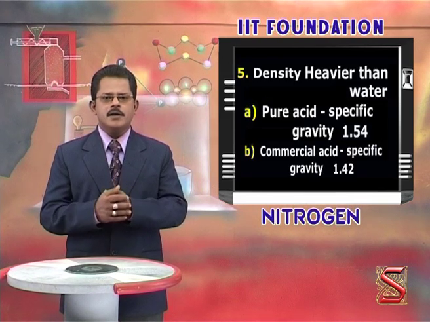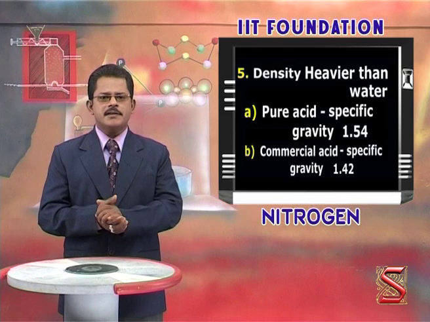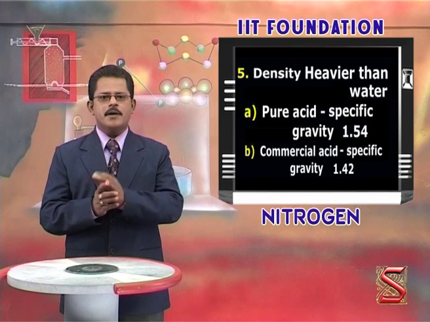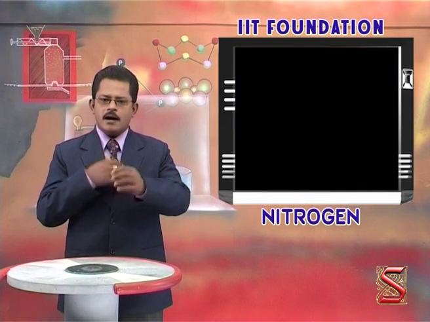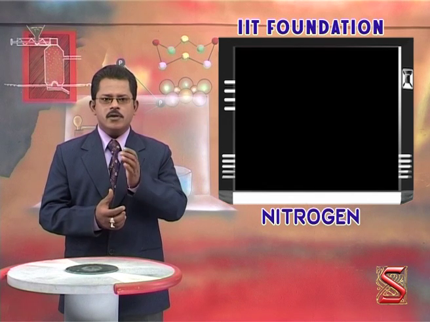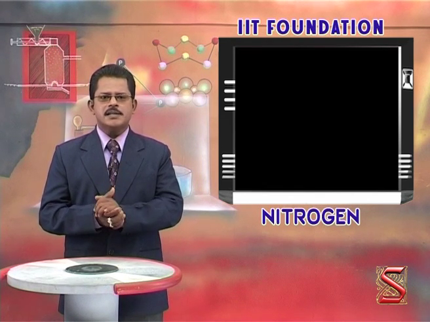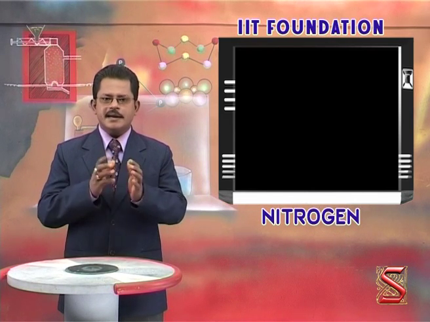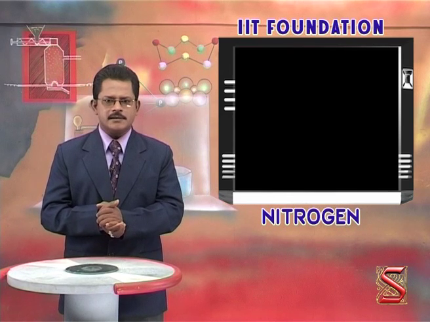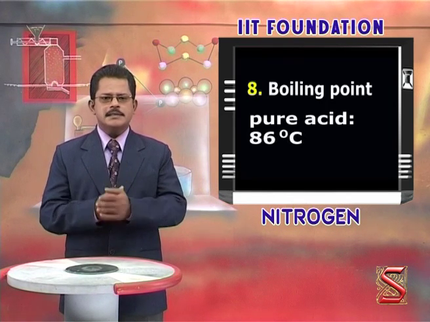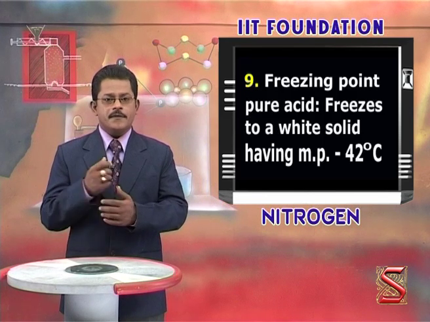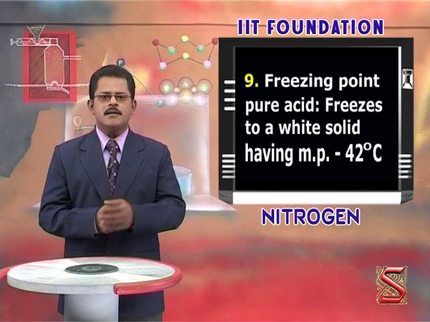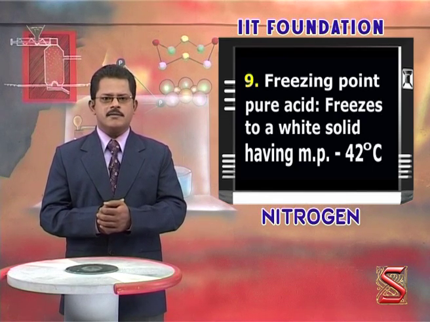Density: heavier than water. Pure acid, specific gravity 1.54. Commercial acid specific gravity is 1.42. Solubility: highly soluble in water. Constant boiling mixture: forms a constant boiling mixture with water, boiling at 121 degrees Celsius and containing 68% of the acid. Boiling point: pure acid 86 degrees Celsius. Freezing point: pure acid freezes to a white solid having a melting point of minus 42 degrees Celsius.